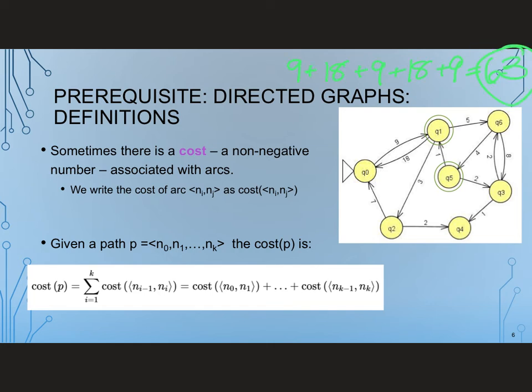Or if I wanted a path from Q5 to Q6, well, it looks like there's actually 2 different paths that I could take that don't have any loops. One of them is I go from Q5 to Q1 to Q6. That costs me 1 plus 5, which is 6 units, whatever that is. Or it looks like I can also go from Q5 to Q3 and up to Q6. And that's only 4, so that's cheaper by whatever my metric is.